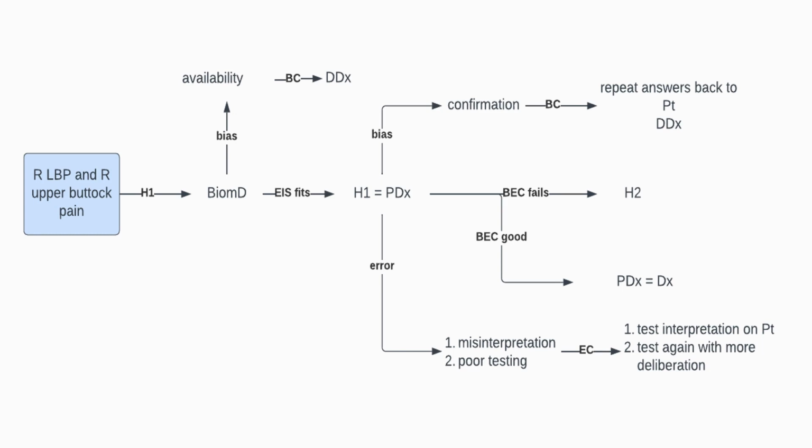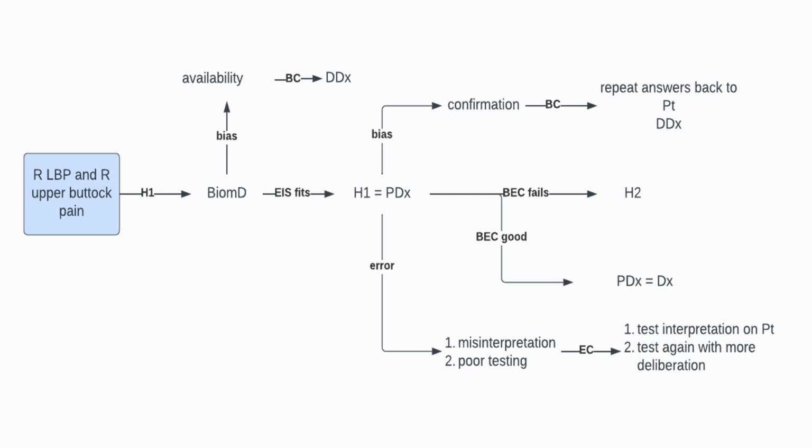Then you have to worry about confirmation bias. The bias correction for that is to repeat the answers back to the patient, and differential diagnosis for availability bias. If all this works out for you, H1 now becomes a provisional diagnosis. If bias error correction is good, that becomes your diagnosis. If bias error correction fails, that's your move on to your second and third and fourth hypothesis.